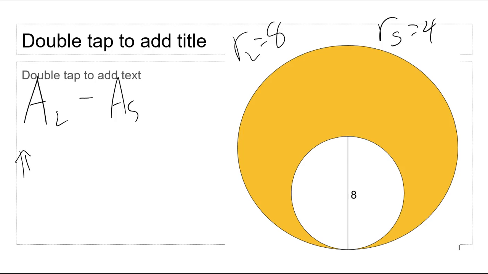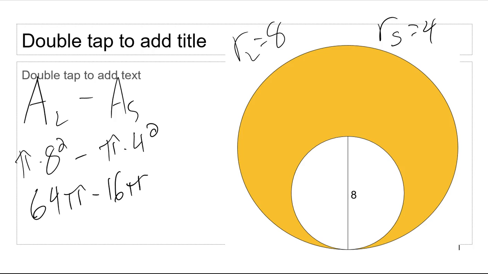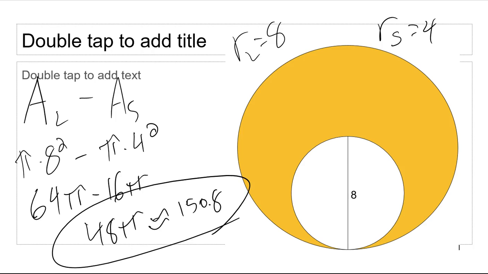So let's take pi times 8 squared minus pi times 4 squared. We're going to get 64 pi minus 16 pi, and when we subtract that, we get 48 pi. So you can write 48 pi as an answer, or if you wrote something like 150.8, you'd be fine as well.